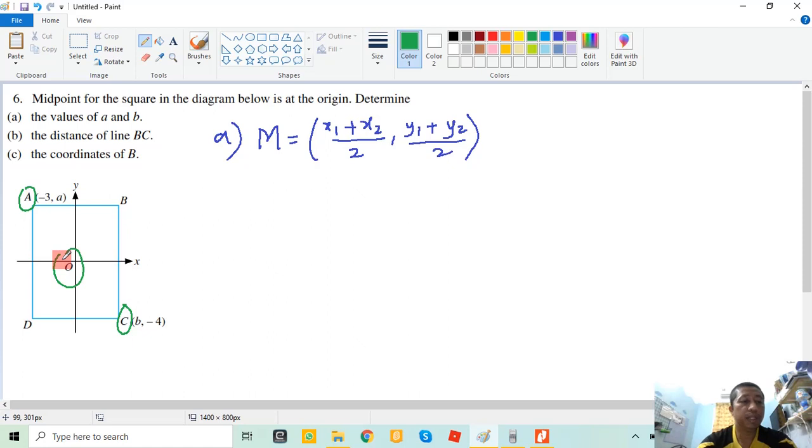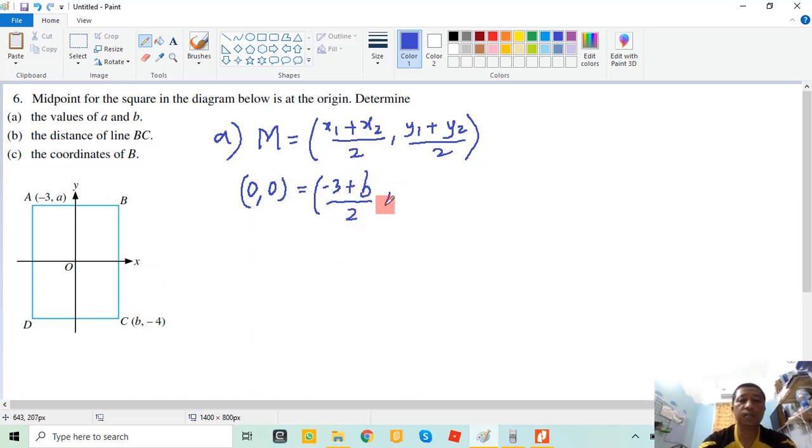O is the midpoint. O is the midpoint. Okay. So O is the midpoint. Therefore, O, what is the coordinate for O? O is actually 0, 0. This one. The origin. The origin is actually 0, 0. Okay. So equal to x1. X1 we take from point A. So x is negative 3 plus x2 from point C. This one, B.